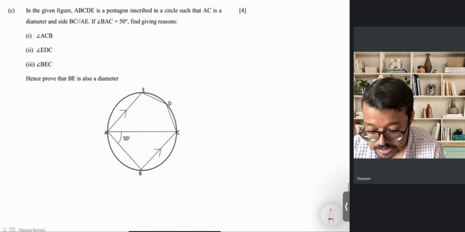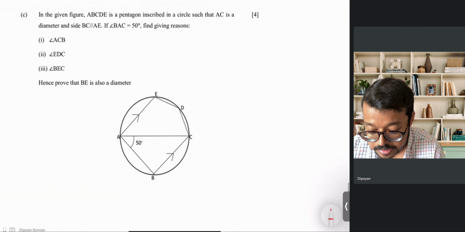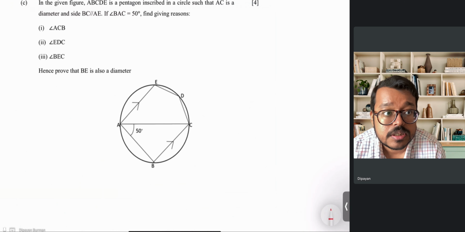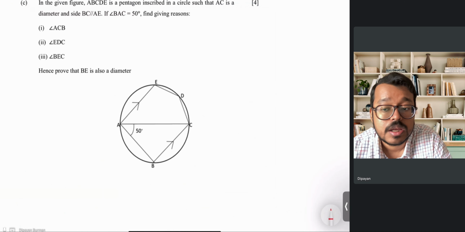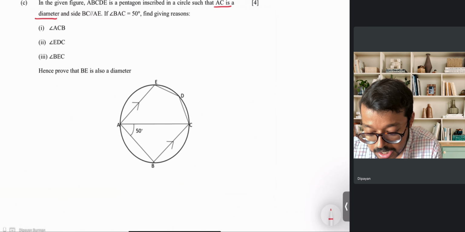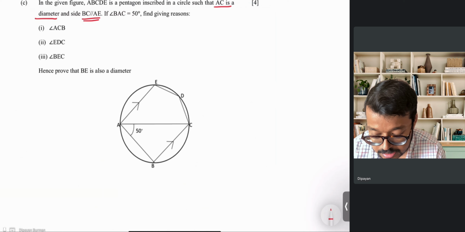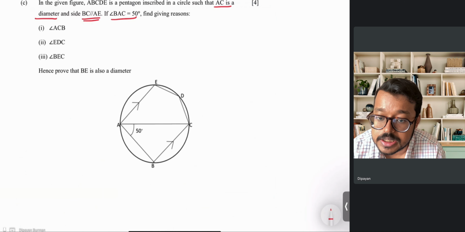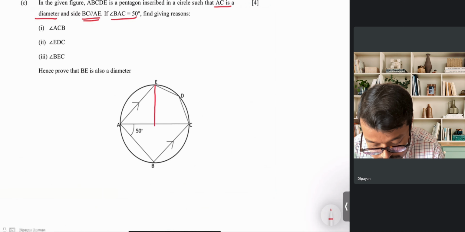Then let's look at the last question. In the given figure, ABCDE is a pentagon inscribed in a circle such that AC is the diameter. And we have parallel lines BC and AE. And angle BAC equal to 50 degree. We need to find these three angles and then prove that BE is also a diameter.